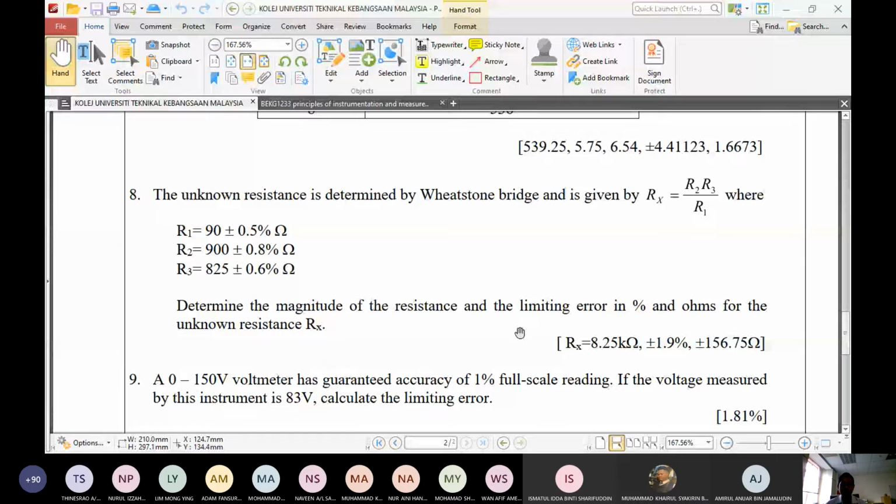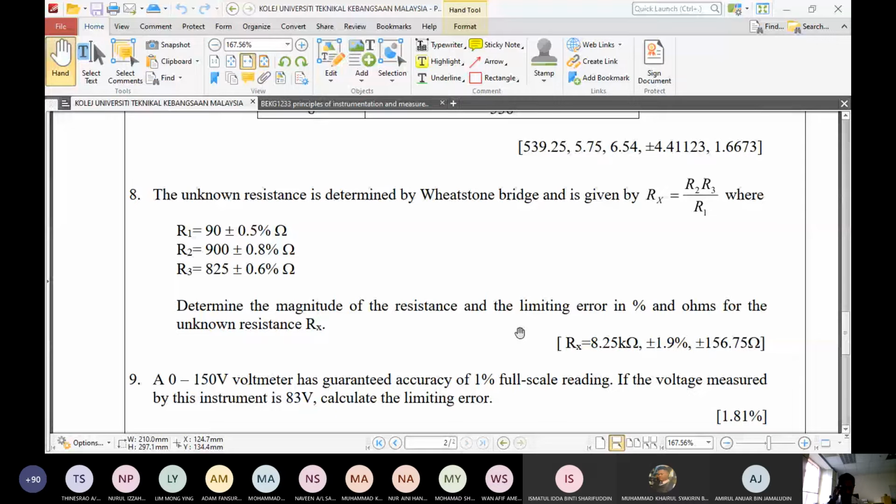Okay. So question number 8, the unknown resistance is determined by Wheatstone bridge. Wheatstone bridge, actually the theory we are going to cover in chapter 6 when we go about bridges, electrical bridges, to measure values of resistance, inductance and capacitance. But for this question, the equation is already given here. Rx is equal to R2 multiplied by R3 divided by R1. So where R1, R2, R3 is given with these tolerances, with this range of error. So determine the magnitude of the resistance and the limiting error in percent and ohms for the unknown resistance.